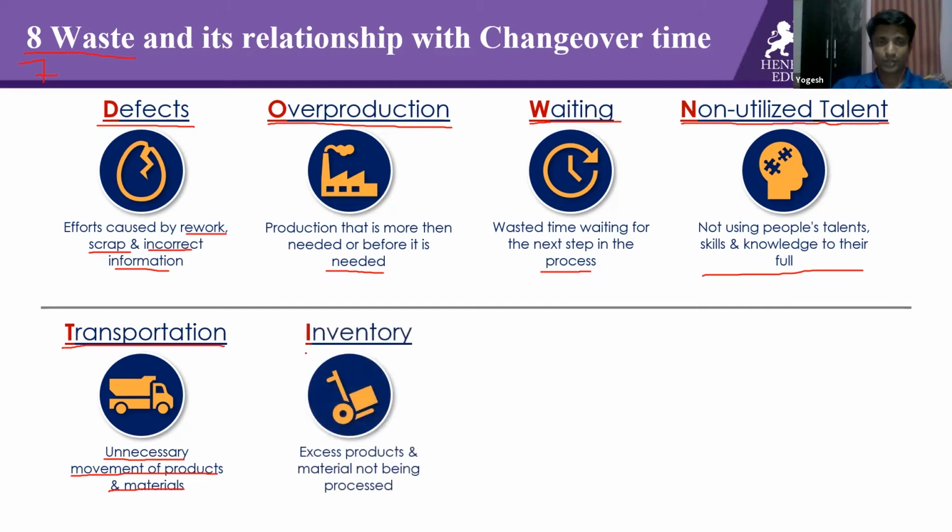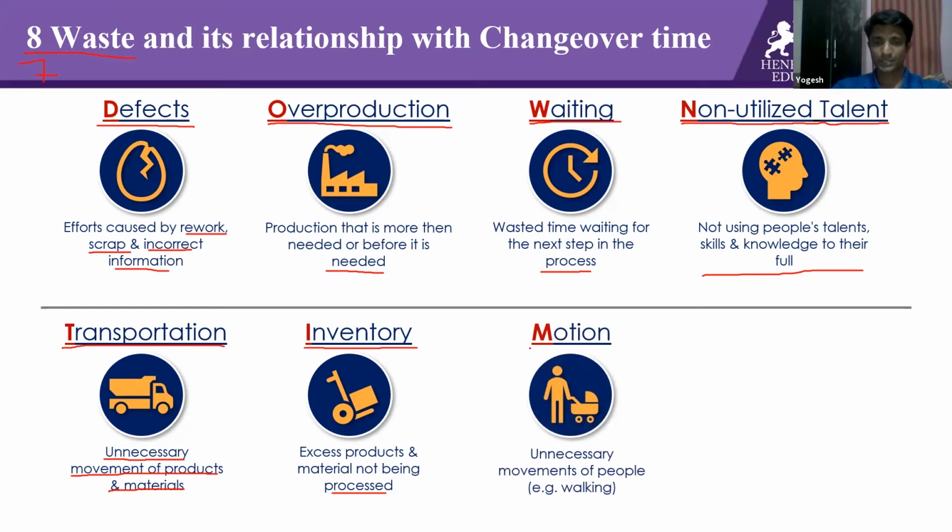Then the next waste is inventory. Of course inventory is a waste because it holds our money, it holds our capital. Excess product and material not being processed, not being utilized, not being used, is called inventory waste, right? As it holds our capital, it is considered a waste.